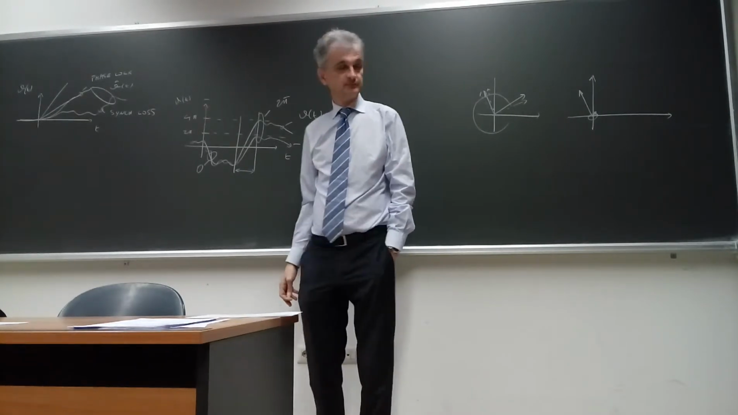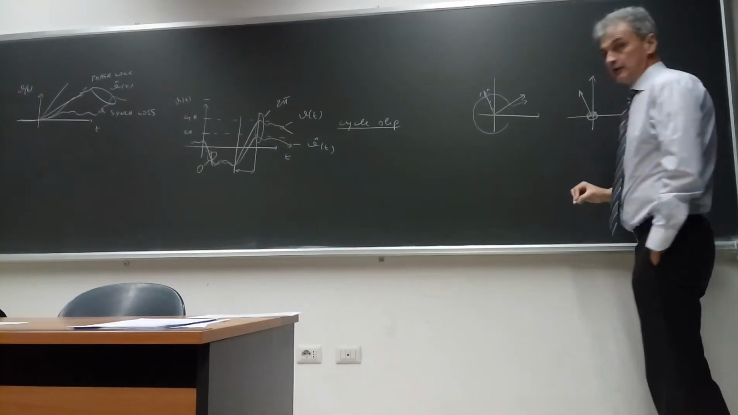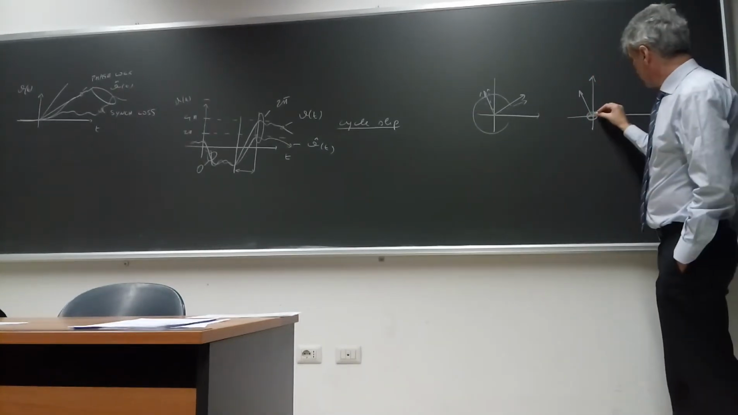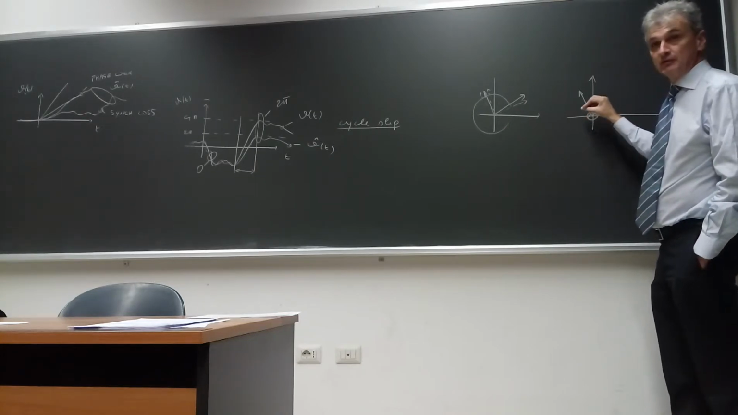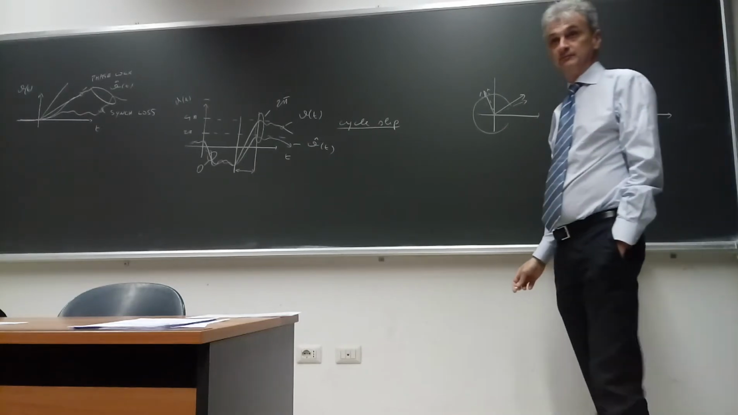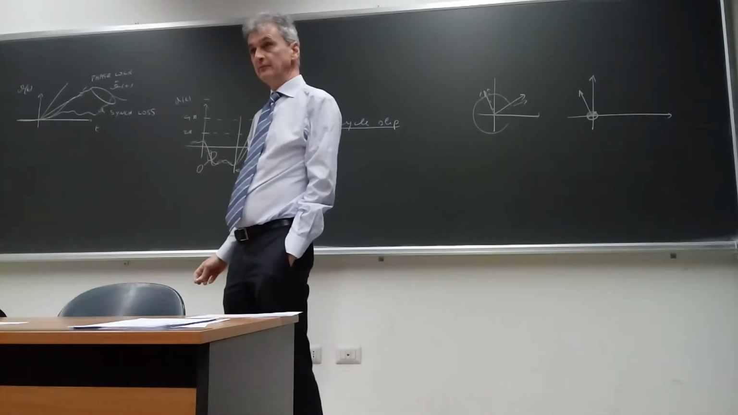Okay? Because it's like saying that this vector is wandering around the zero. How many cycles? You cannot say. It is a cycle slip. Okay?